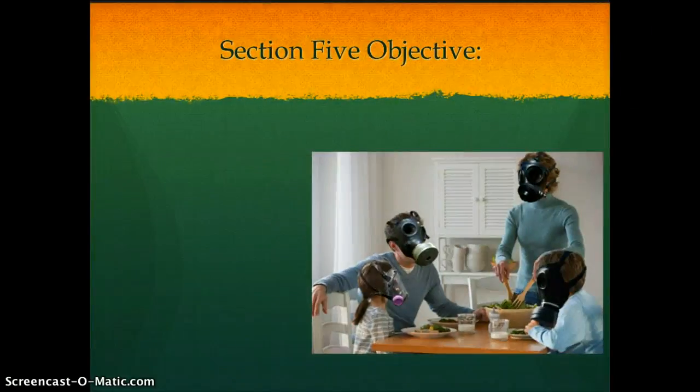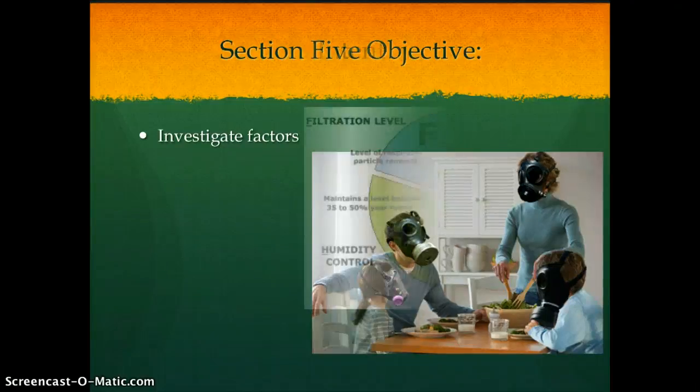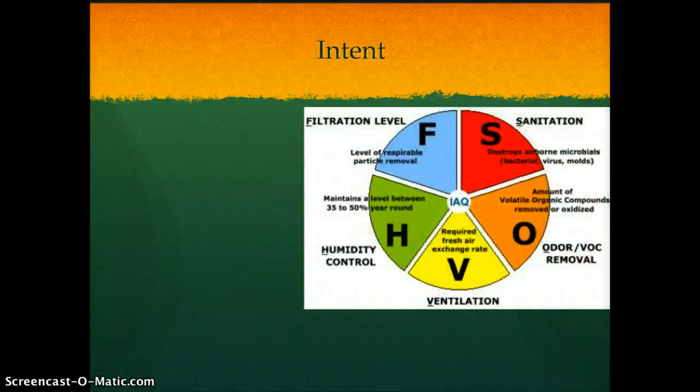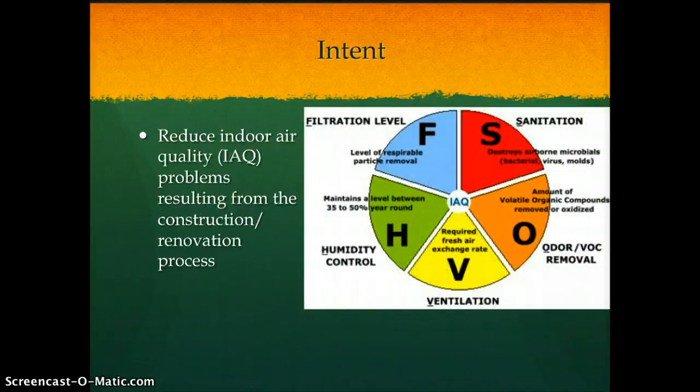The objective of Section 5 is to investigate factors that can increase the pollutant load in a building. The focus of Section 5 is to investigate reducing indoor air quality problems resulting from the construction renovation process in order to help sustain the comfort and well-being of construction workers and building occupants.